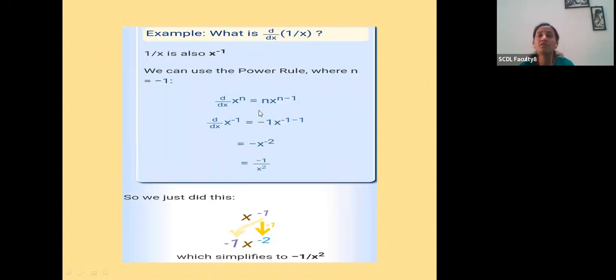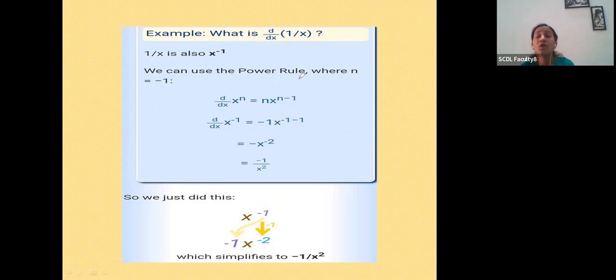Now, next, what is d by dx of 1 upon x? 1 upon x is nothing but an inverse again, so we can say x raised to minus 1. When x raised to minus 1 comes, we get the form of x raised to n. So again, we can use the power rule for finding d by dx of 1 upon x.